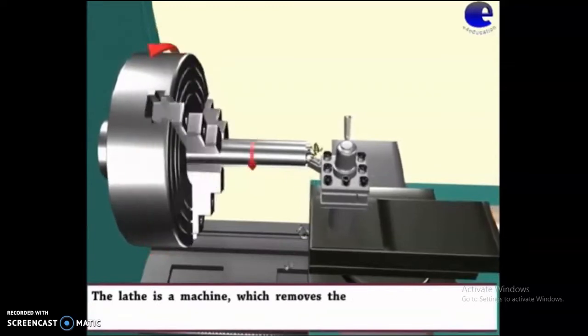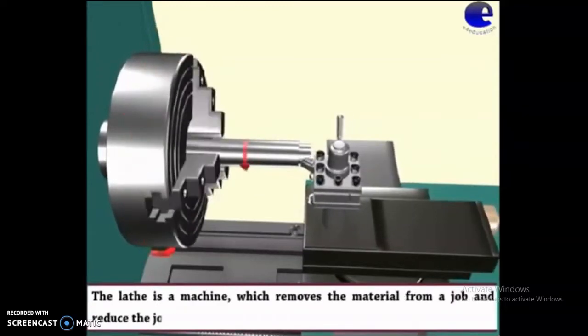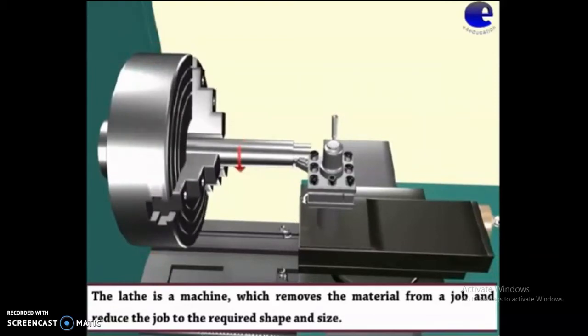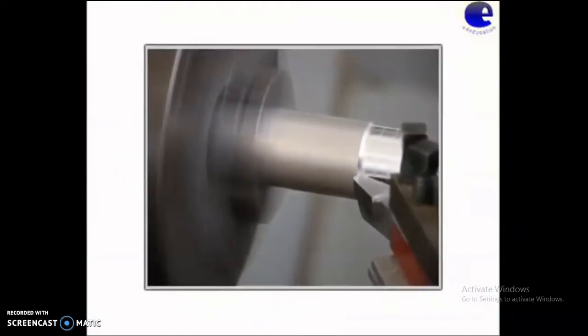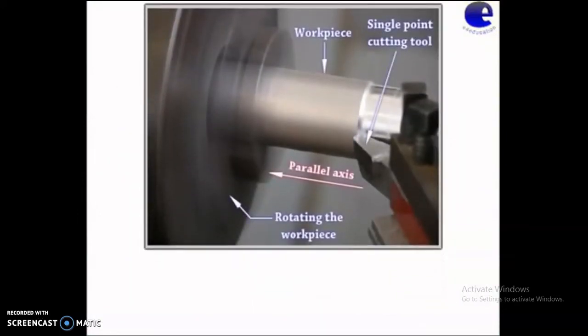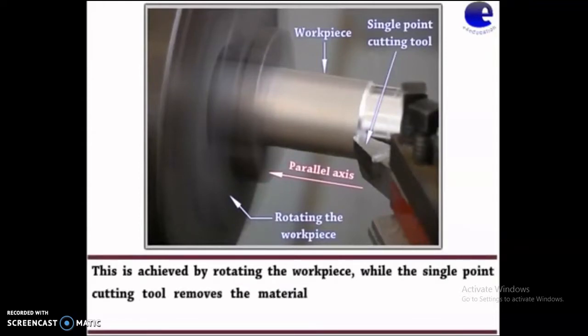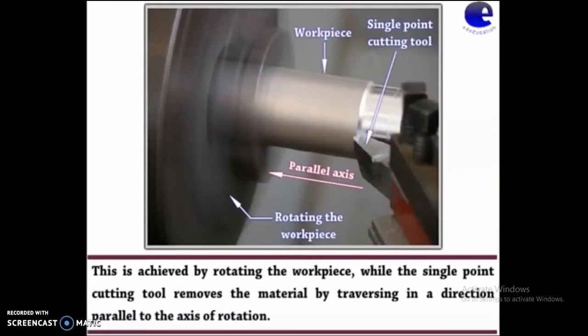The lathe is a machine which removes the material from a job and reduces the job to the required shape and size. This is achieved by rotating the workpiece while the single point cutting tool removes the material by traversing in a direction parallel to the axis of rotation.